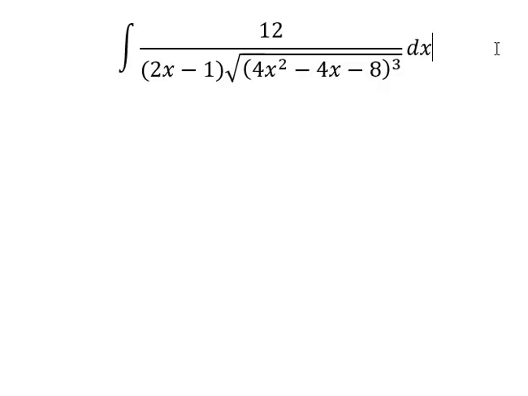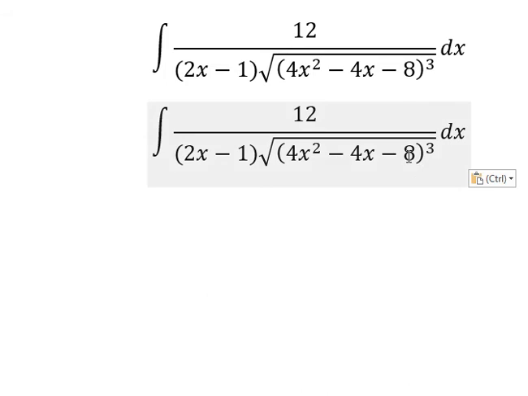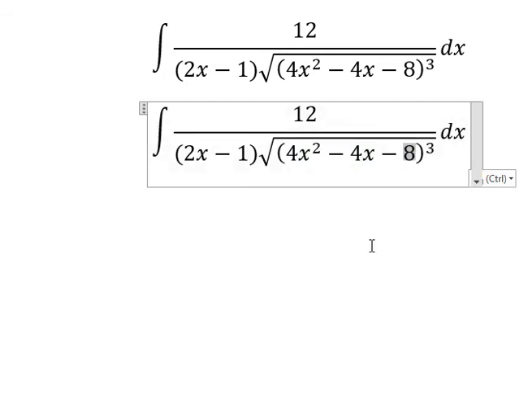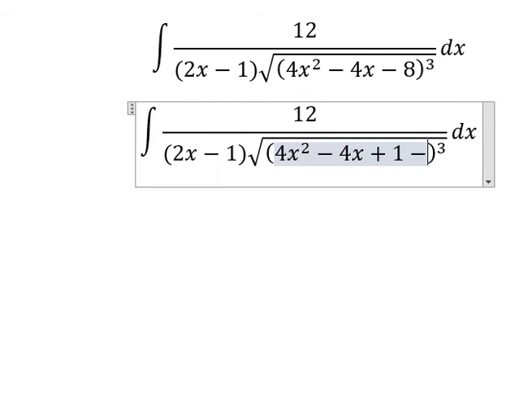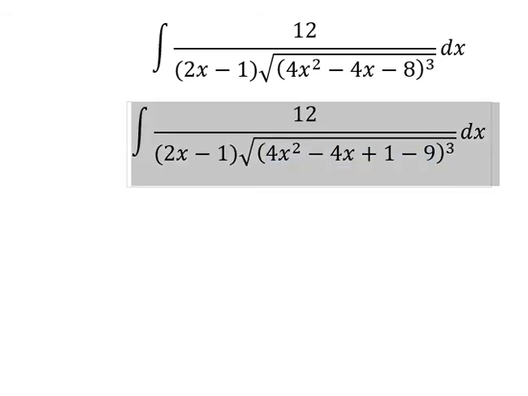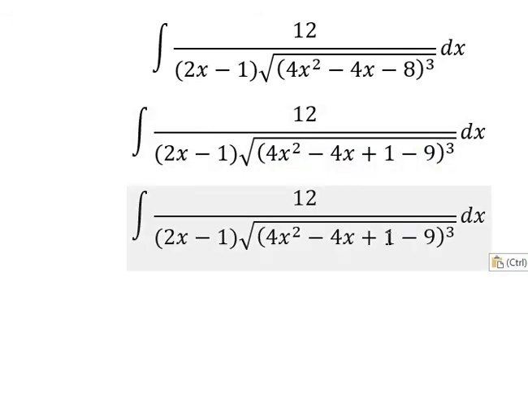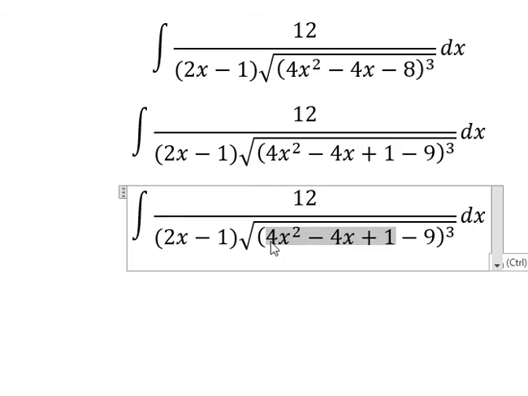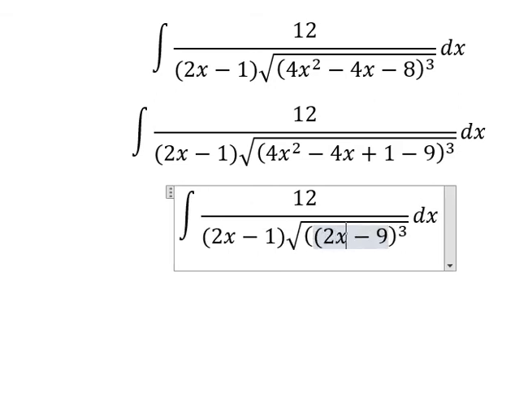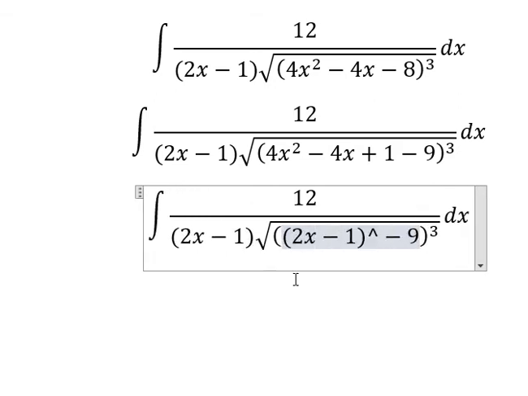Negative 8 we can put into negative or positive 1 and negative 9. This one is about identities, so we have (2x - 1) to the power of 2.